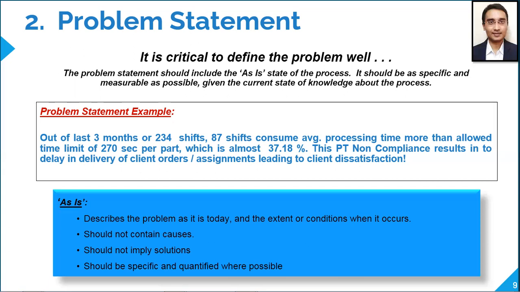Importantly, the problem statement should not talk about the causes. It only needs to talk about the problem, not about causes and not about probable solutions. It only needs to talk about the problem, and that to be in specific and quantifiable terms. That is the problem statement. Let's go to the next slide and see how the problem statement will look in a project charter. Next slide.